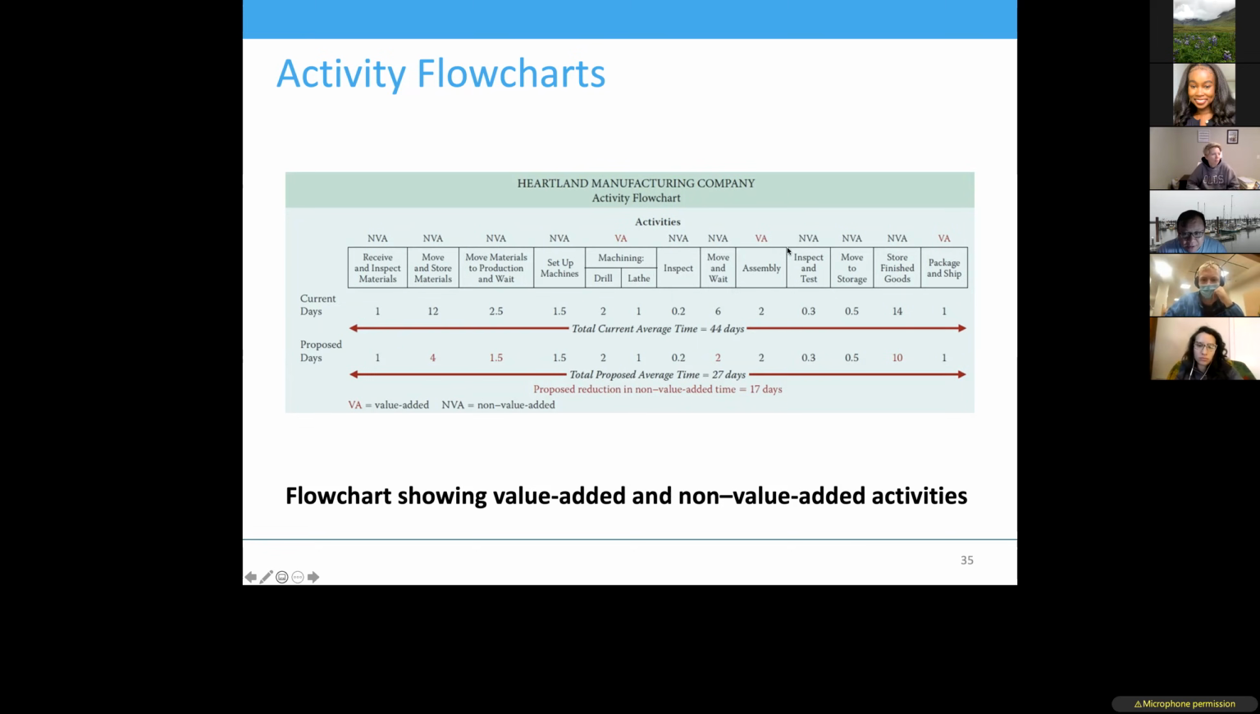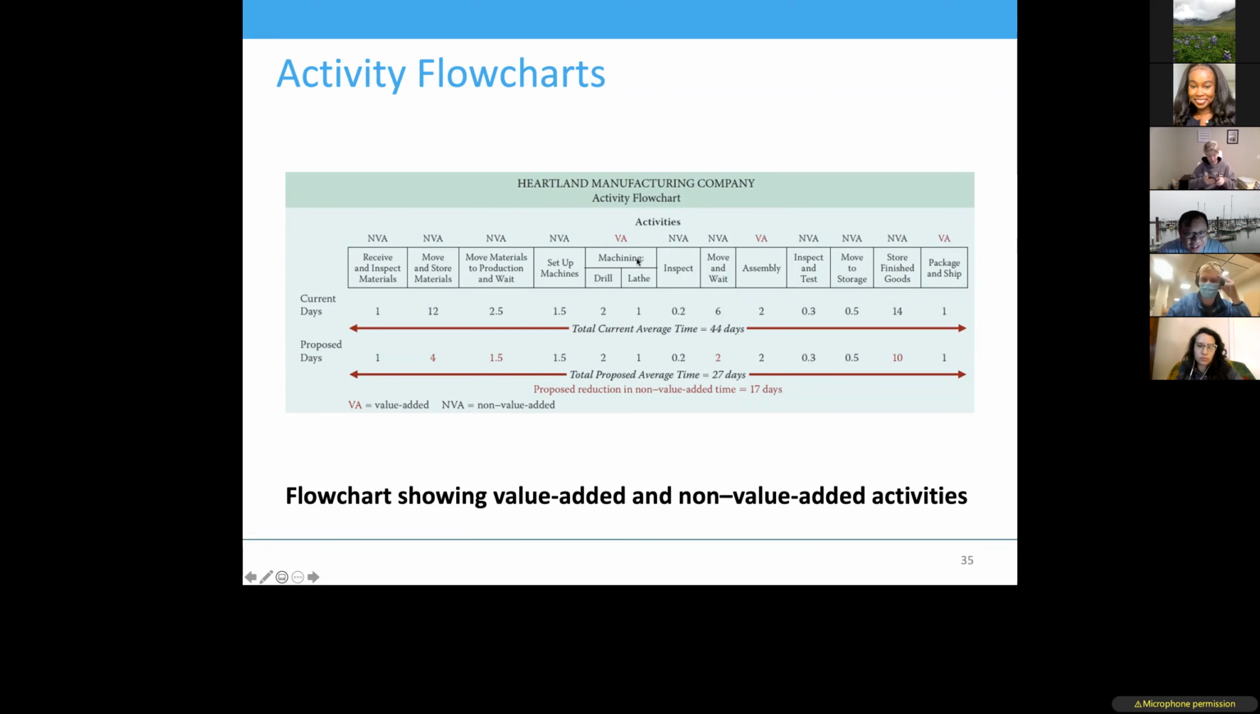Then they assemble the different parts, and then they inspect and test to make sure everything is okay. Then you move to storage, and put them up for sale. Then they are packed and shipped to the customers. So this is the whole chain of activities in their production. You can see that in this long chain of activities, there are only 3 activities that are value added.